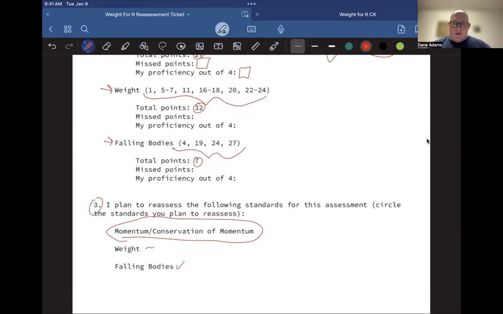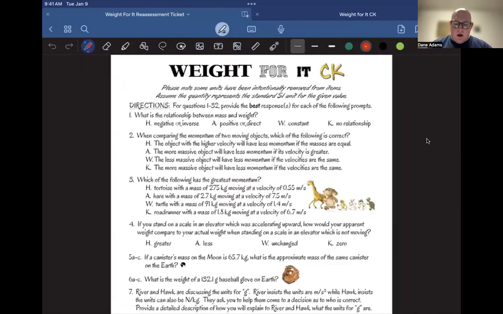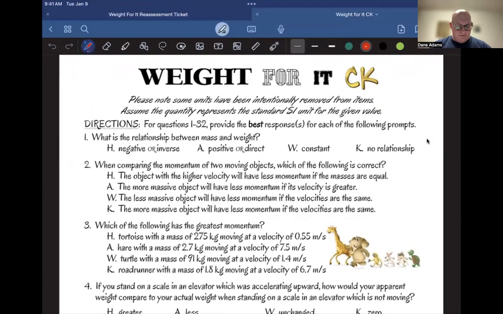That's fine. But that's the idea, is to have this paper ready to give to me on the day that you want to reassess. So please pay attention as we go over this test, fill out this reassessment ticket, and we will be ready to go. With that being said, let's begin.